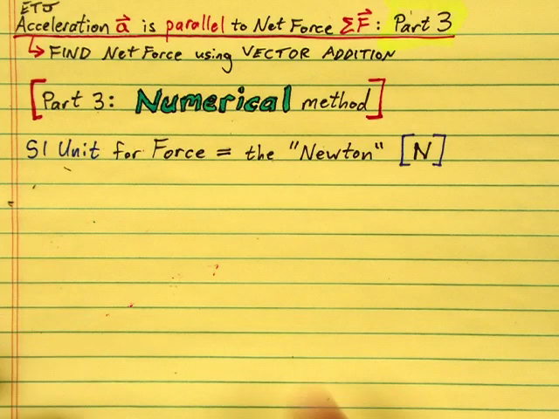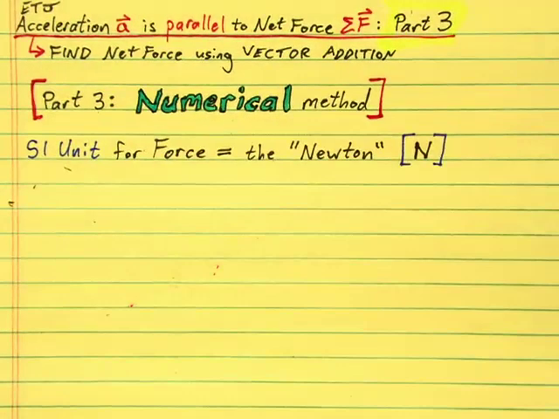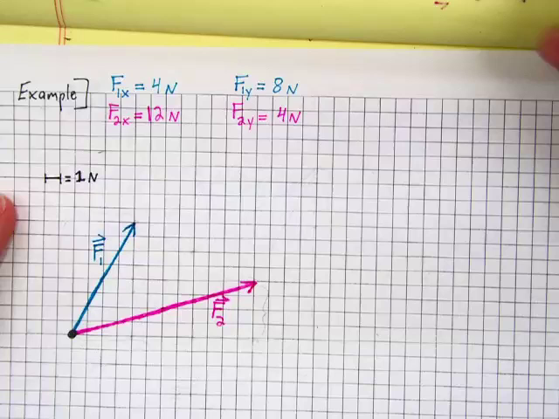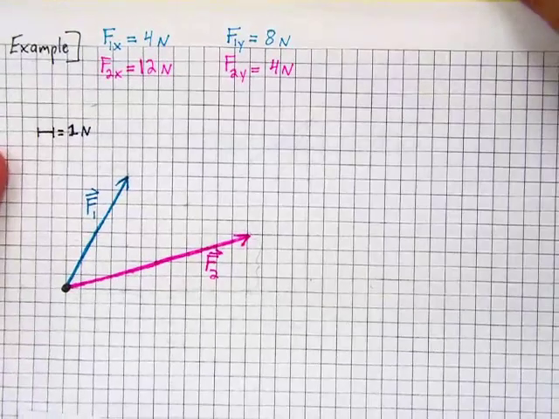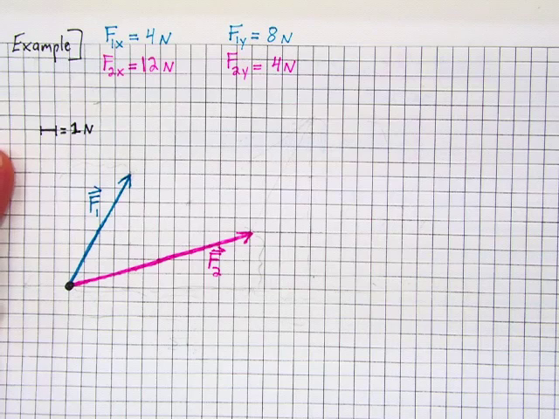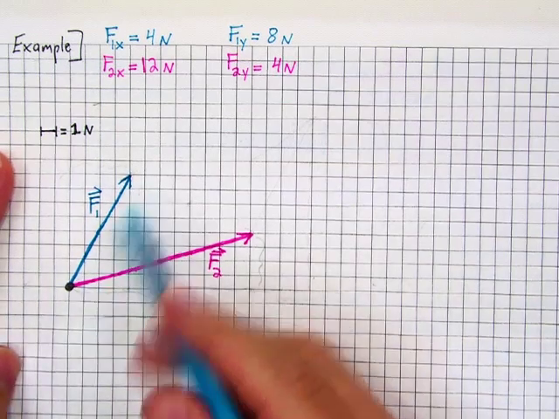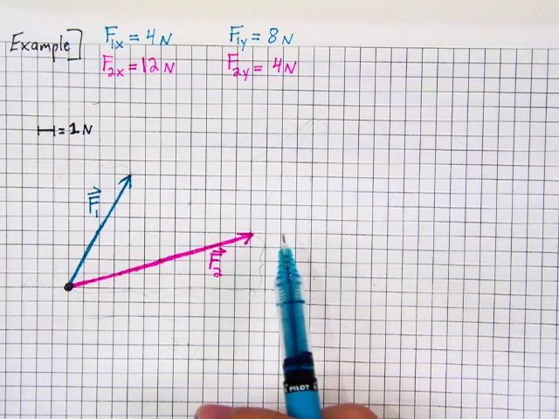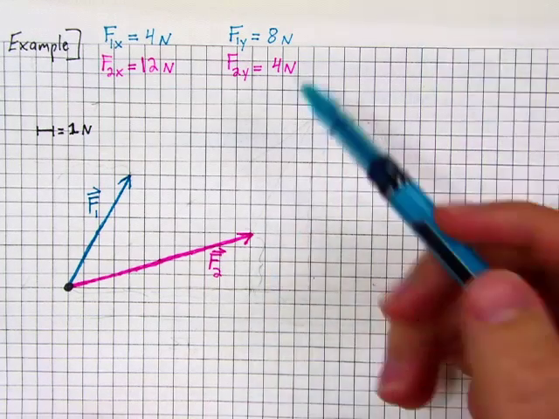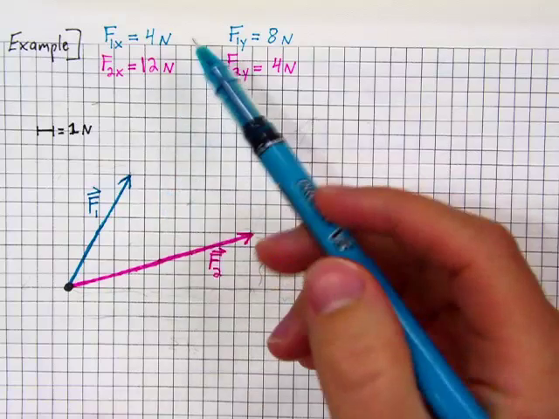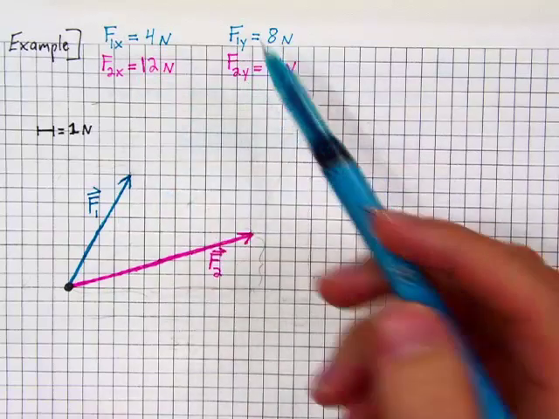So, an example of how to add vectors numerically. Here's a free-body diagram for some object with two forces acting on it at the moment. And I'm giving you the values of the components of these two forces.